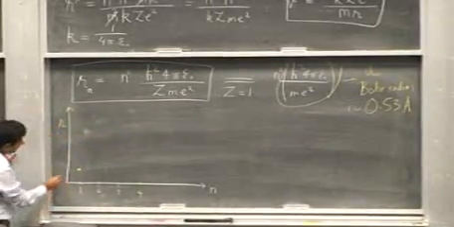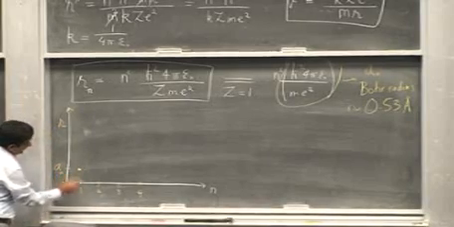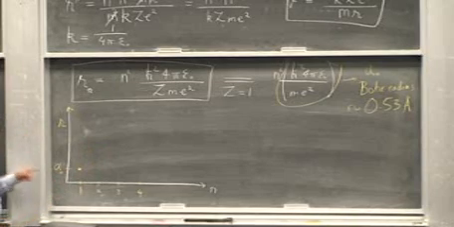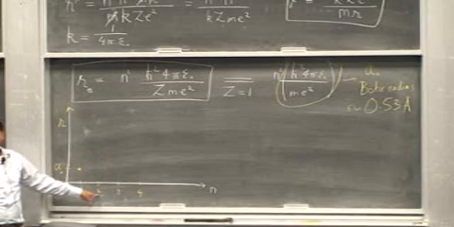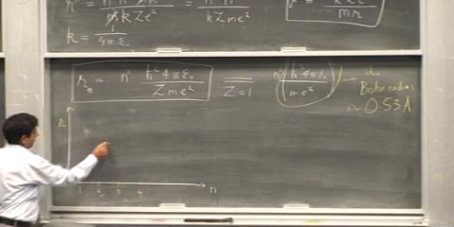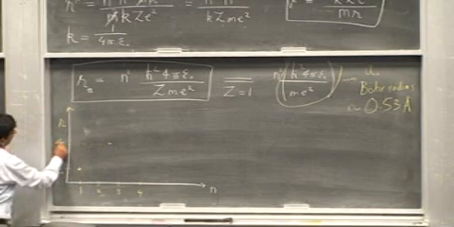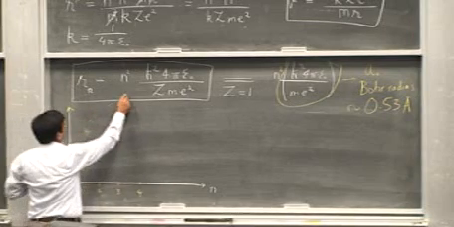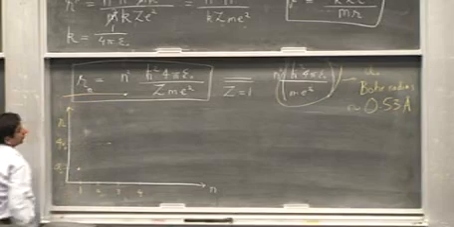So for n equals 1, I have a naught here. For n equals 2, what do I have? What's the radius for the next orbit? It's 4 a naught. This is 4 a naught. And what about n equals 3? It's 9 a naught. And so on.